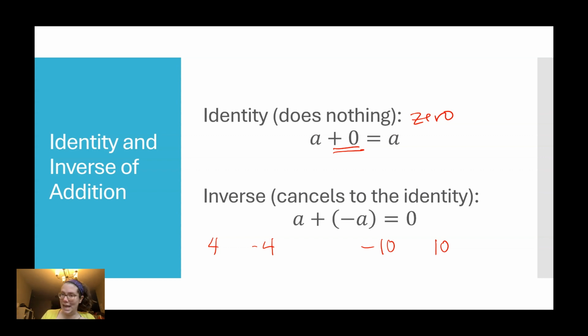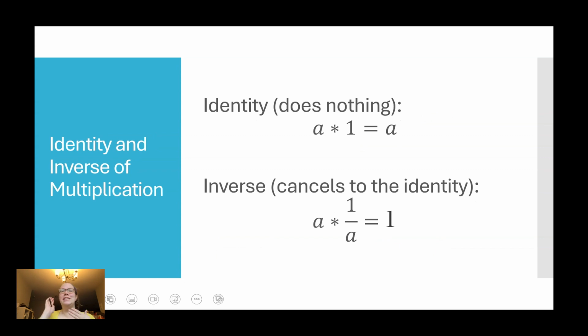When we get into multiplication, we have a different identity, because if we multiply by 0, it does change the answer, right? 10 times 0 is 0. That's not 10 anymore. So the identity in multiplying is 1. When you multiply by 1, it does not change your answer.